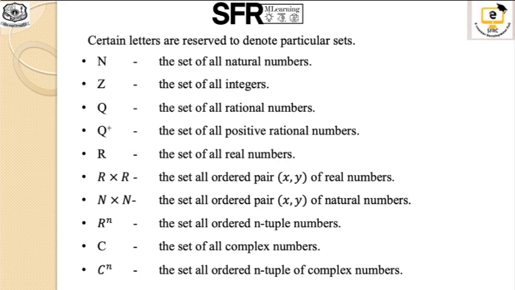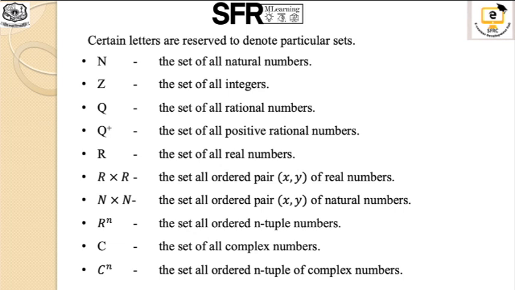And R denotes the set of all real numbers. R cross R denotes the set of all ordered pairs (x, y) of real numbers. N cross N denotes the set of all ordered pairs (x, y) of natural numbers. R power n is the set of all ordered n-tuples of real numbers, and C denotes the set of all complex numbers. C power n denotes the set of all ordered n-tuples of complex numbers.